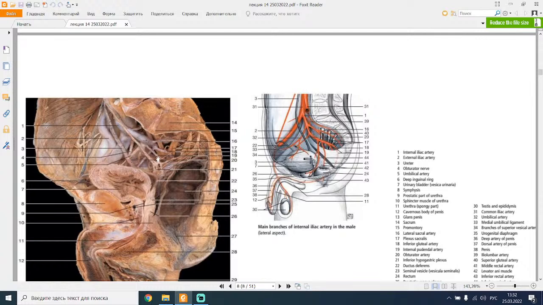You see arteria sacralis lateralis, this is the sacral plexus, arteria iliolumbalis, and this is the posterior trunk.